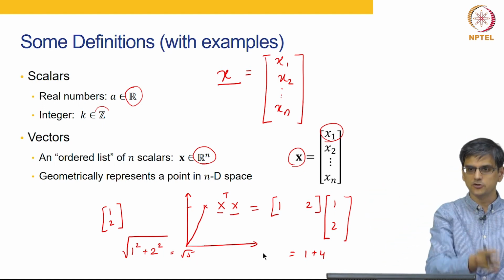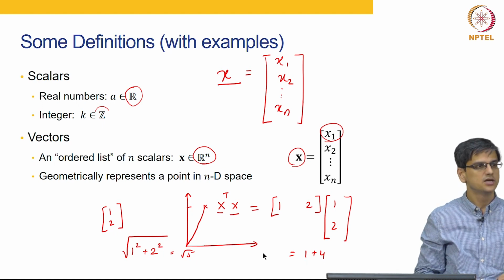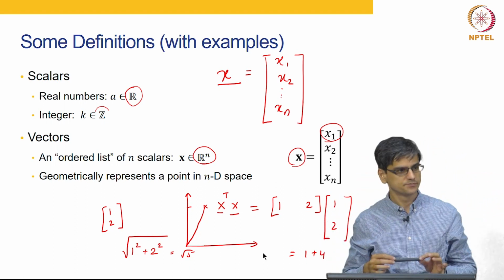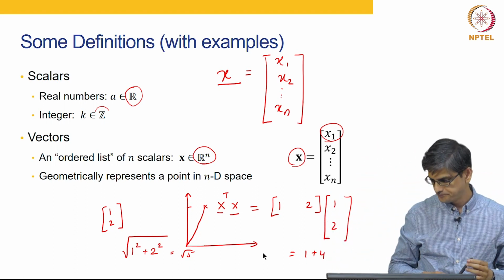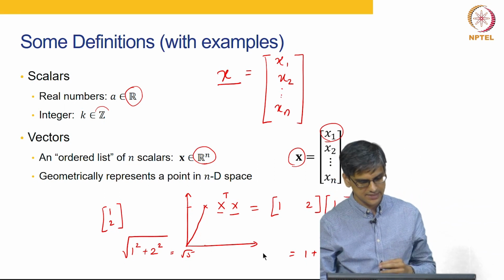It is always going to be a tall guy, a pencil guy, and the row vector will always be represented as x transpose. That is the convention that we are going to use for this entire course.